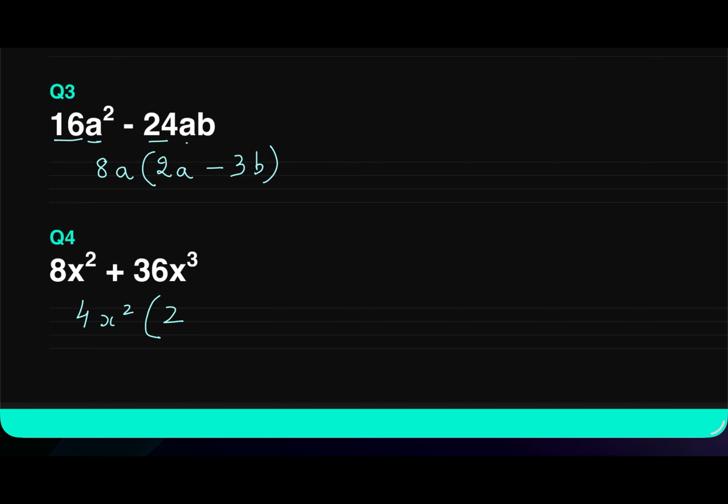Okay, open the bracket. 4 2s will give me 8, and x square is already outside as common between these two, so we don't have to put x again. Plus 4 into 9 is 36. X square is outside, but we have to get x cube, so we put x here. You're following this, guys, right? 4 2s is 8x square, and 4 into 9 is 36x cube.